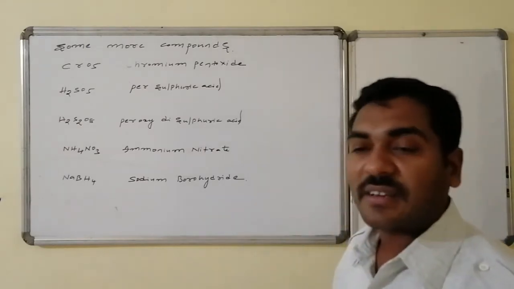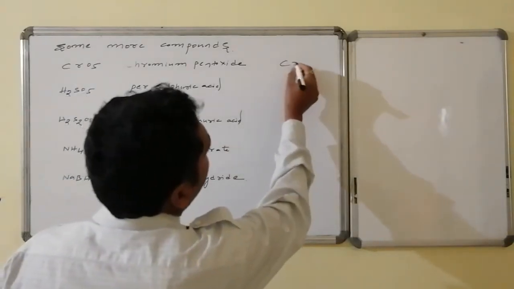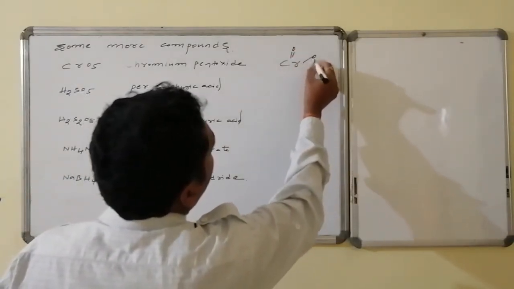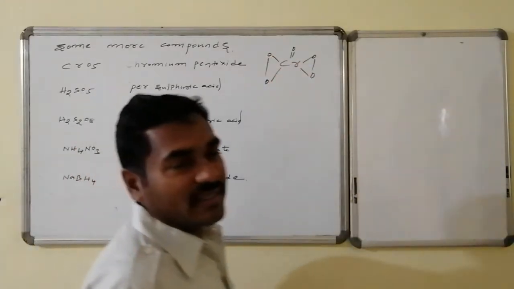Hence the structure related to chromium pentoxide is like this. This is the chromium pentoxide structure.